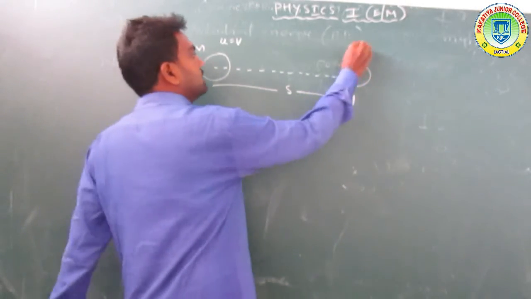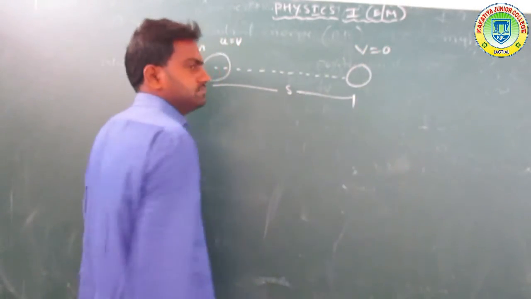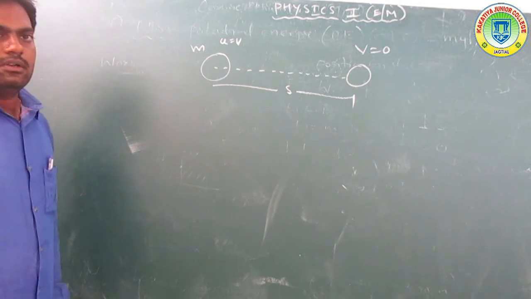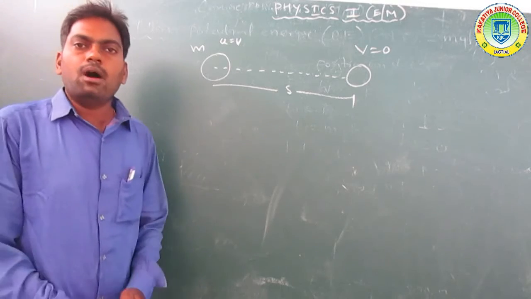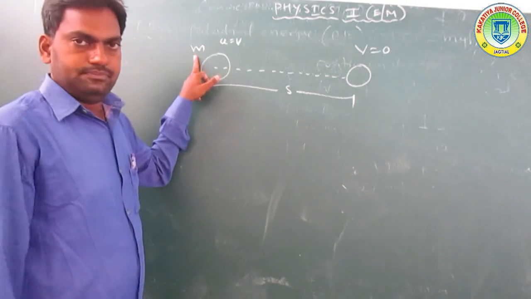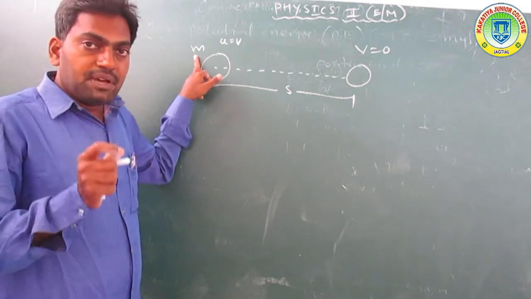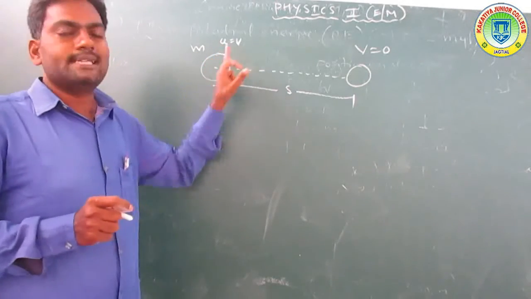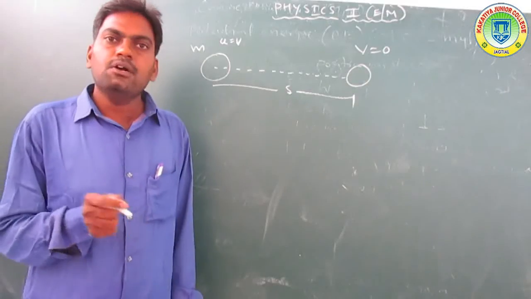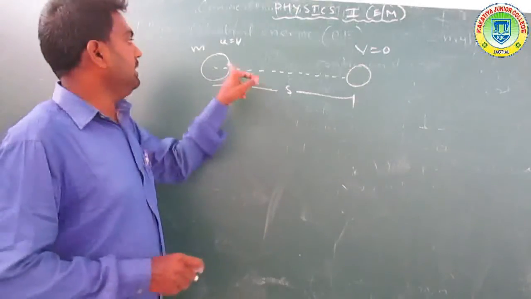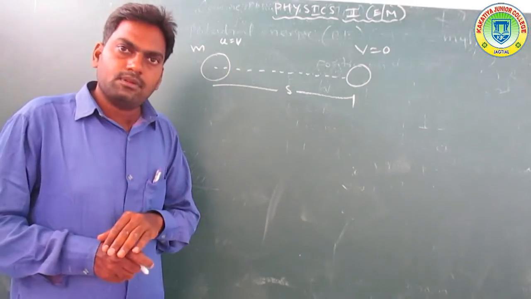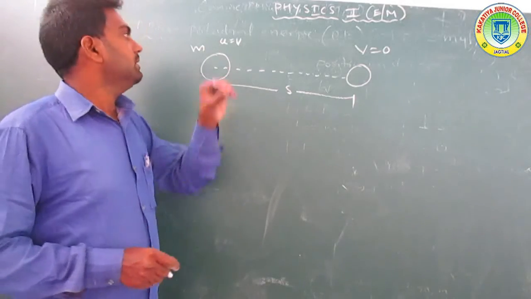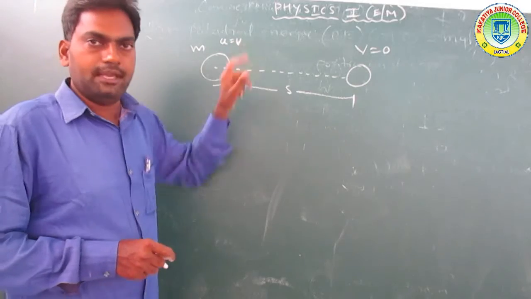The final velocity of the body is taken as 0. Now we consider the mass of the body m. The initial velocity of the body u is equal to v. Why have we taken u equal to v? Because the body is already in motion.